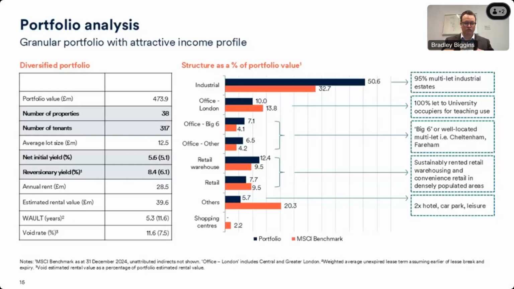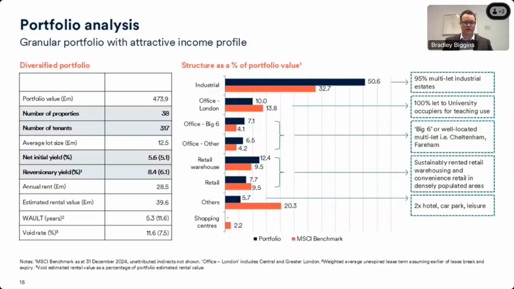We also have a really attractive income profile. So our net initial yield is 5.6%, and it would be 6.1%, but one of our tenants, so our largest tenant, is on a rent-free until October. And when that ends, the yield, all else being equal, will jump back up to 6.1%. And the reversion yield is 8.4%.